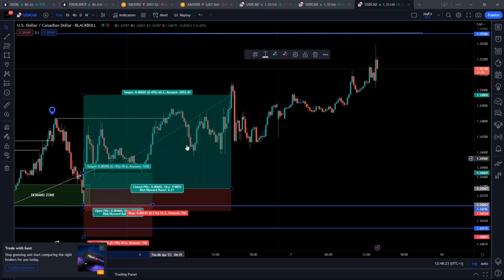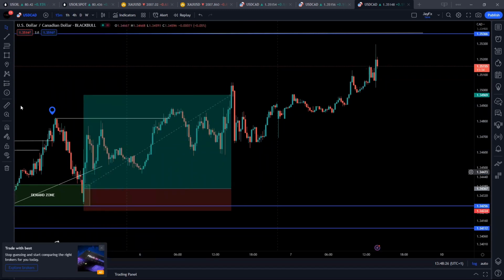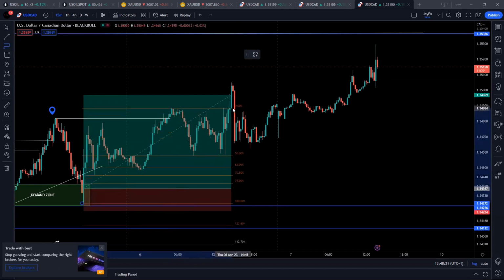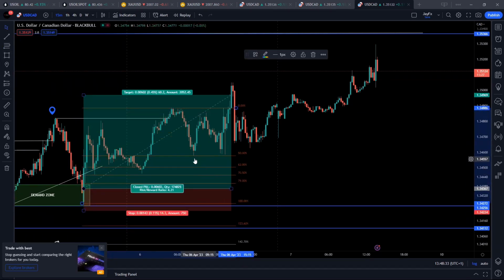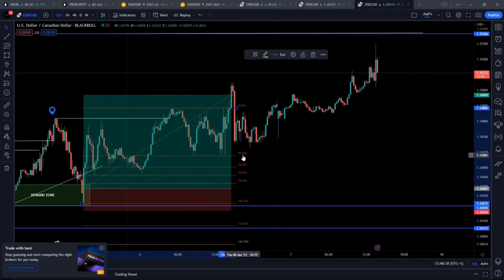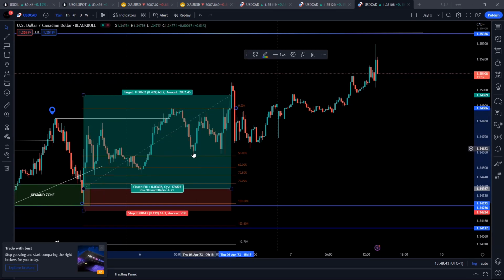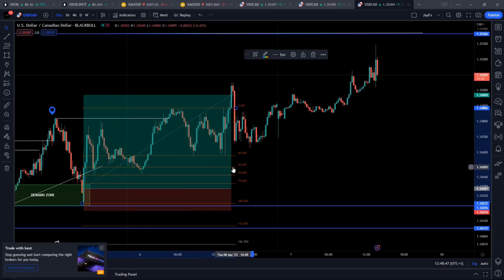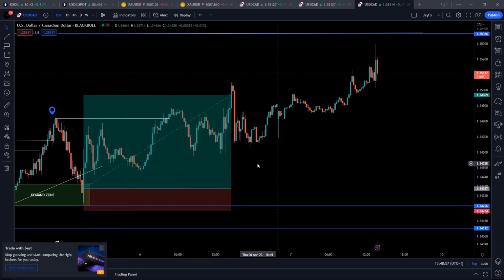I have my Fibonacci here. So you can see what happened here. Price reacted from this 50% Fibonacci ratio level. You understand? So price was able to react from here. It was able to reverse. So this is a key level. The 62%, the 70%, the 70.5, the 79%, all are key levels. So that is what I saw.